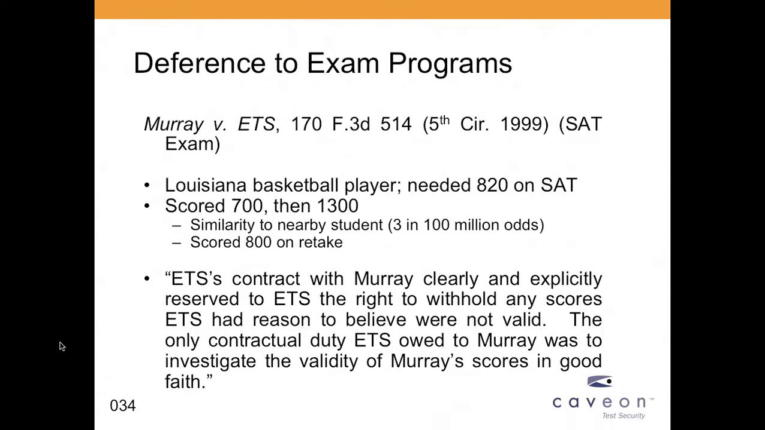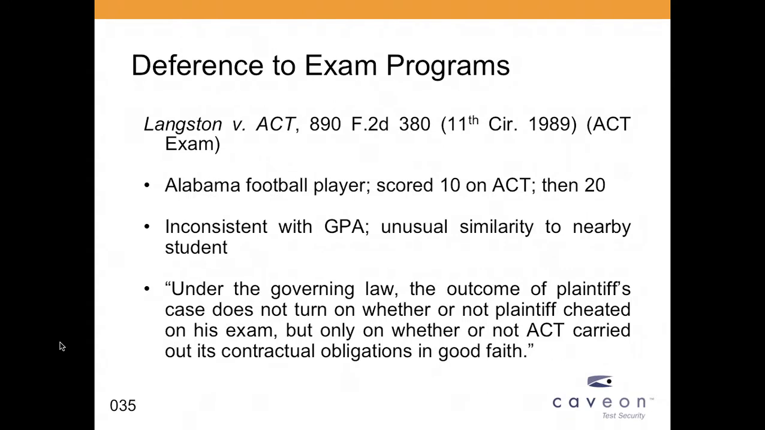Ultimately, this basketball player sued ETS and said they can't prove that I did anything wrong, they can't prove that I cheated, and this language is key here from the court's opinion. ETS's contract clearly and explicitly reserved to ETS the right to withhold any scores ETS had reason to believe were not valid. The only contractual duty ETS owed to Murray was to investigate the validity of his scores in good faith. So we can move on very briefly to the next slide.